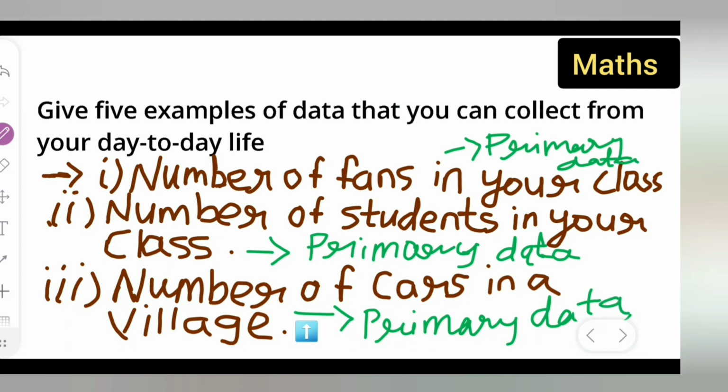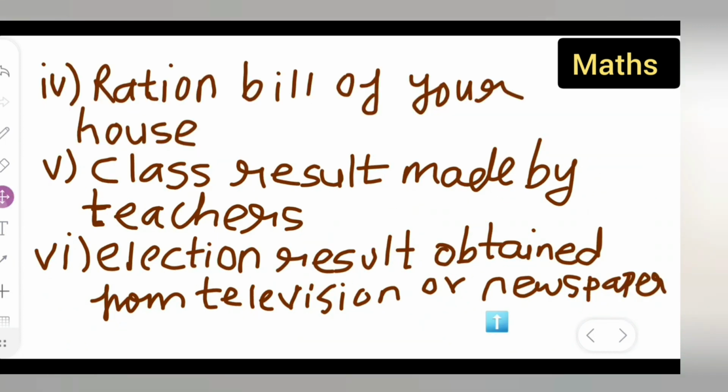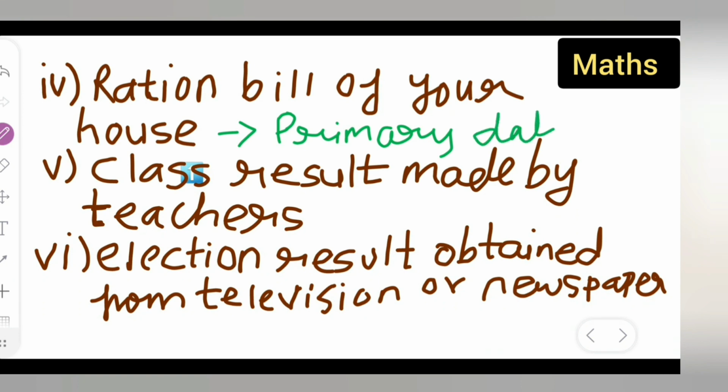Okay, next, moving towards the next one, that is the ration bill of your house. Ration bill of your house is what? Again it is primary data. You'll have to only understand the definition of primary data and secondary data. So again this is primary data.